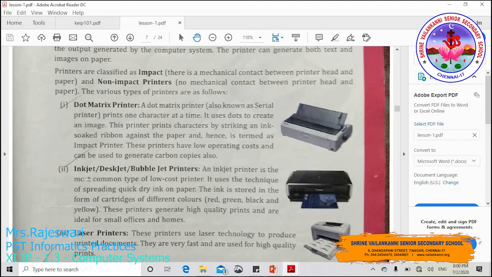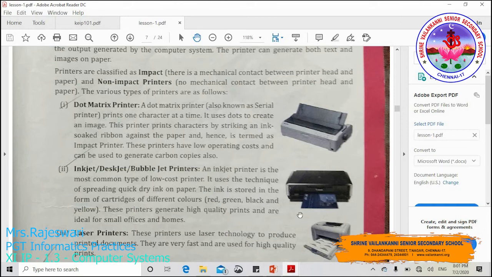And if you look at this inkjet printer, it is also called a deskjet or bubble jet printer. It is one of the low cost printers, and it is most commonly used, ideal for small offices as well as homes. This type of printer especially makes use of cartridges of different colors. By using the cartridges, it will spread the quick dry ink on the paper. That is how it will print. And this comes under the non-impact printers, as does the laser printer.